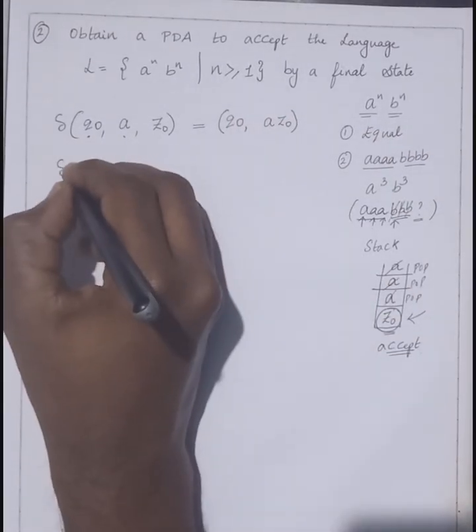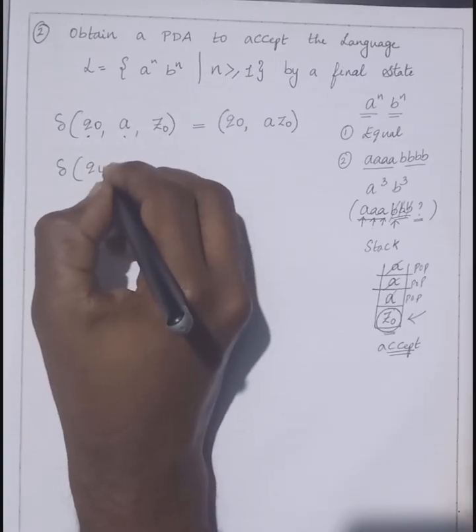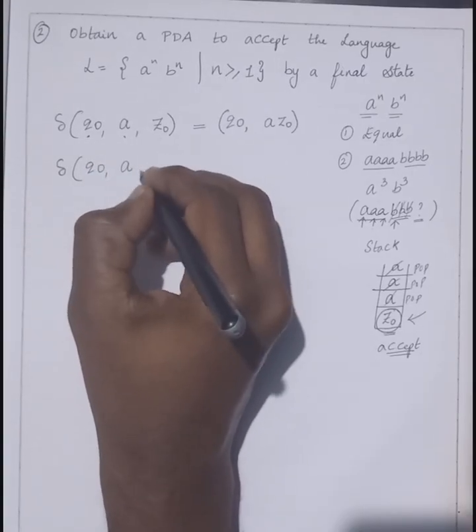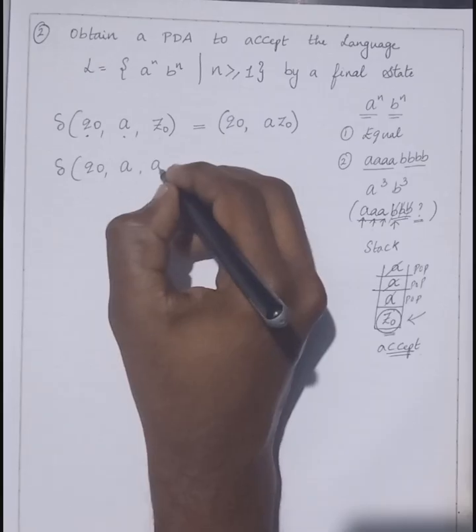Okay, so now we'll go into the second transition. So we have Q0, a is the input, and a is the top of the stack.